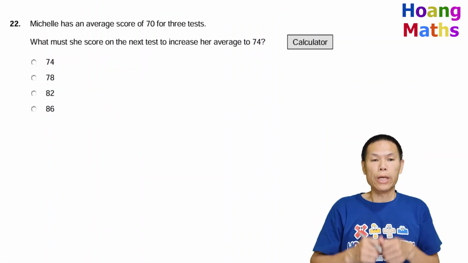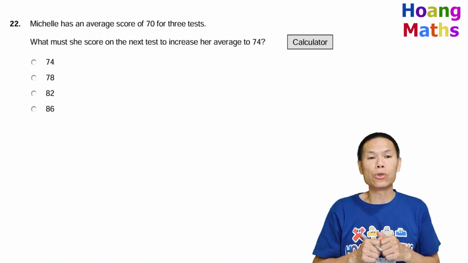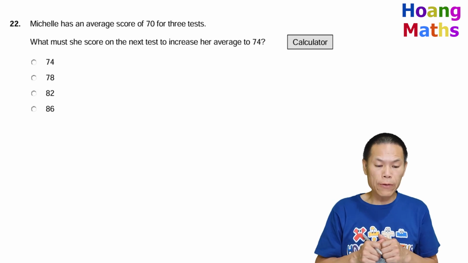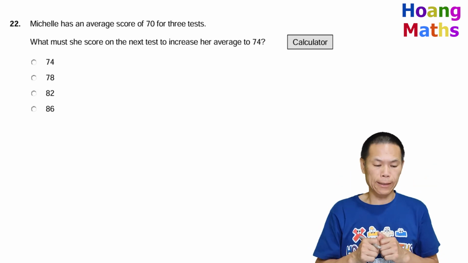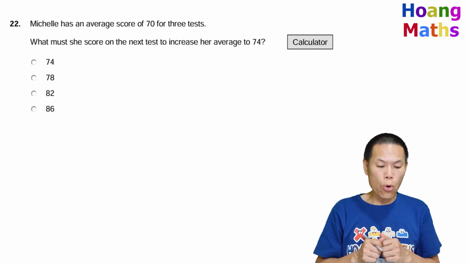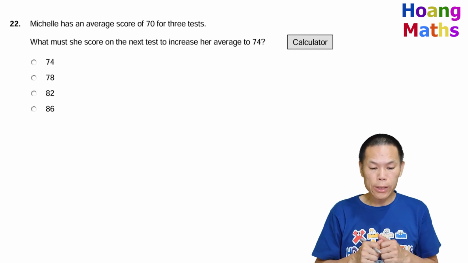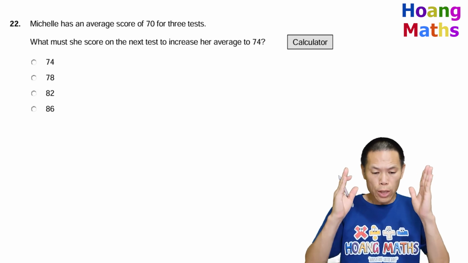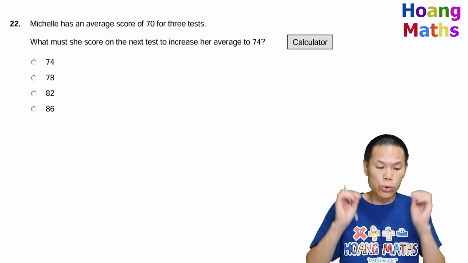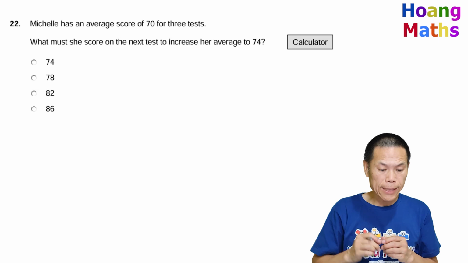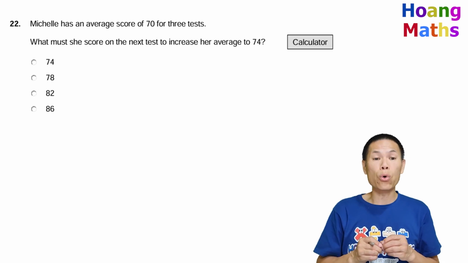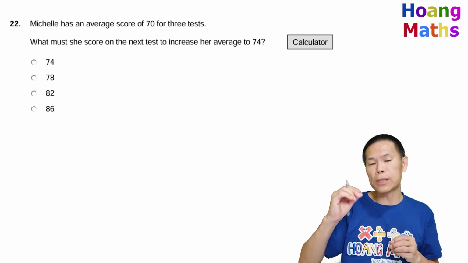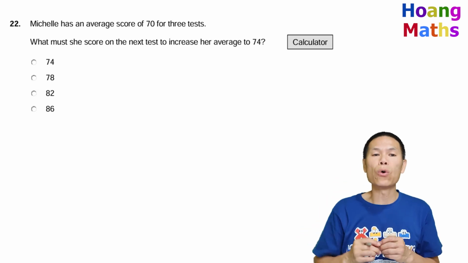Question 22. Now this question you are allowed to use a calculator. Michelle has an average score of 70 for 3 tests. What must she score on the next test to increase her average to 74? So what we need to do is work out the total score for 3 tests, and then work out the total score for 4 tests, and then we just find the difference. That will give us the fourth score.